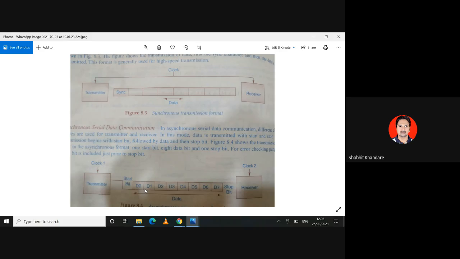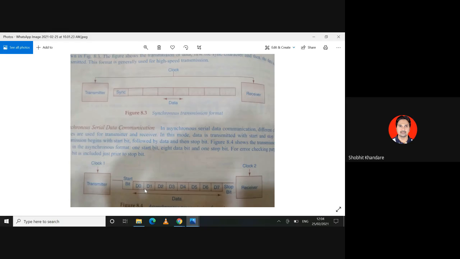At what rate are we transmitting? Number of bits per second. And if I take the reciprocal of the baud rate, that is 1 upon baud rate, then it gives you the time required to send 1 bit. Do you agree with that? The time required to send 1 bit.